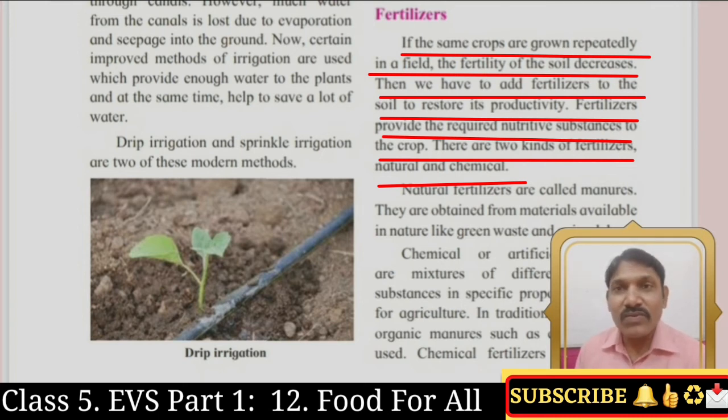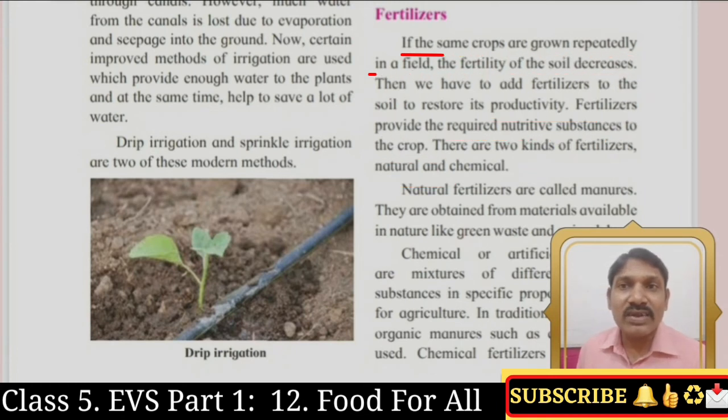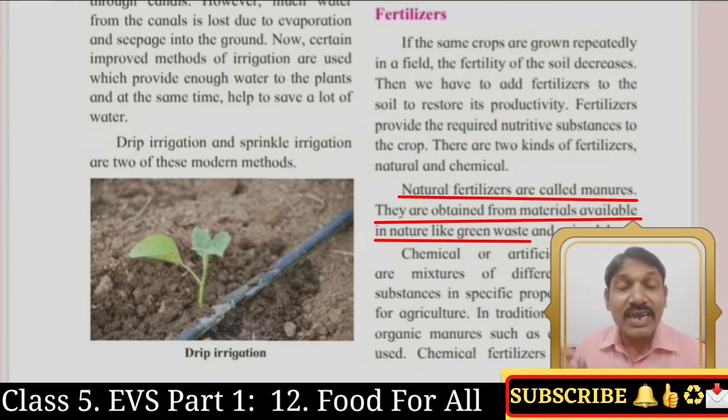Okay, students, have you understood? Very good. There are two kinds of fertilizers. One is natural and the second one is chemical. Okay, students, the chemical fertilizers are harmful to the soil. How is it harmful?